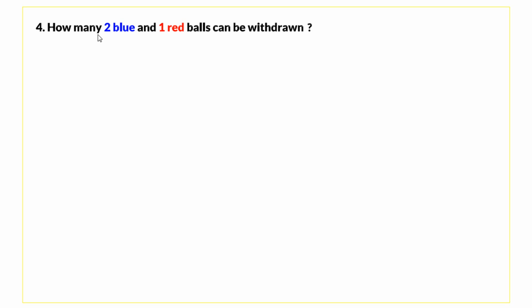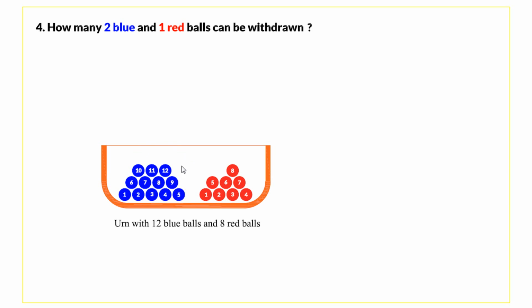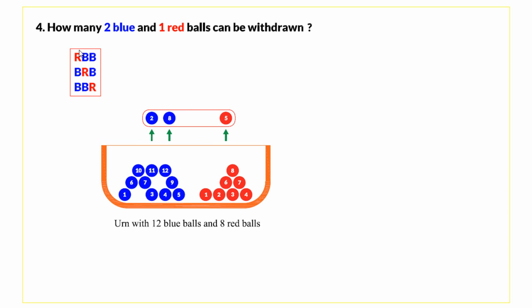Question number 4. How many 2 blue and 1 red balls can be withdrawn? So here is the urn, and now we will pick up 2 blue and 1 red, and now we have a sample of 3. And now we have all possible outcomes for this case, but we do not care about the order. So how many ways can we pick up 2 blue out of 12, and that is 12 combined 2. And how many ways can we pick up 1 red out of 8 red, and that is 8 combined 1.